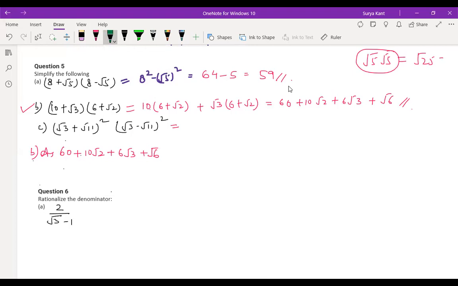So for the C bit, we should use the identities A plus B whole square and A minus B whole square. What do you get? So 11 plus 3, that is 14. Yes, 14, sir.